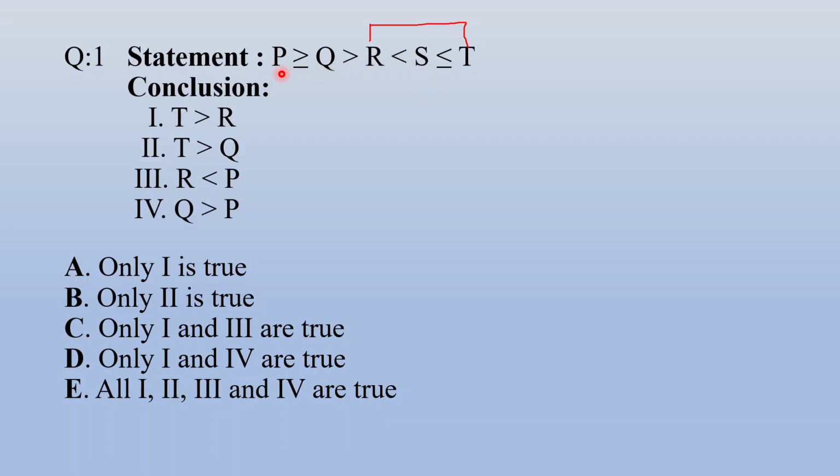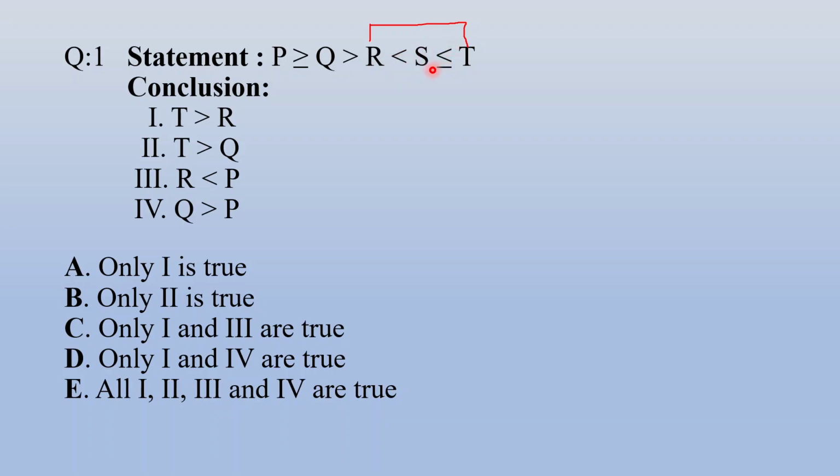The statements we have read from left to right, and for the conclusion, since T is greater than R is given, we will read from right to left. See this sign, the mouth is open towards T. So T is greater than or equal to S and S is greater than R, which means T is also greater than R, because see this greater than sign is common.